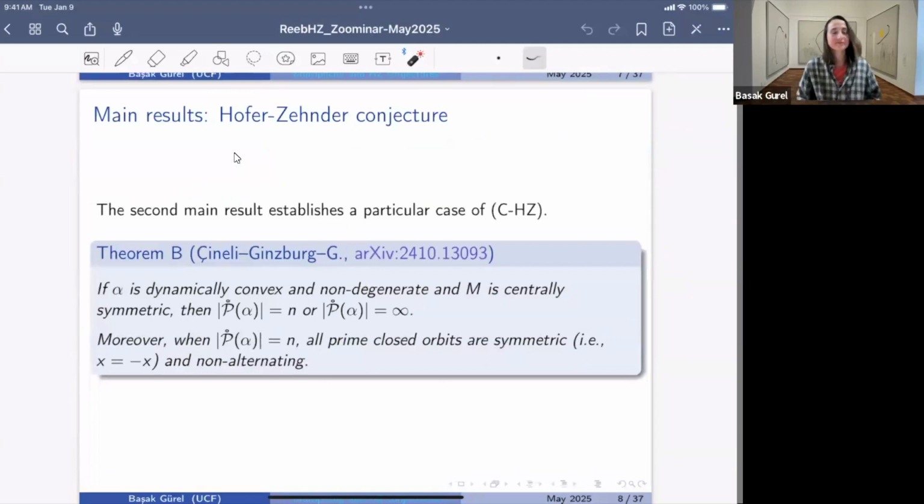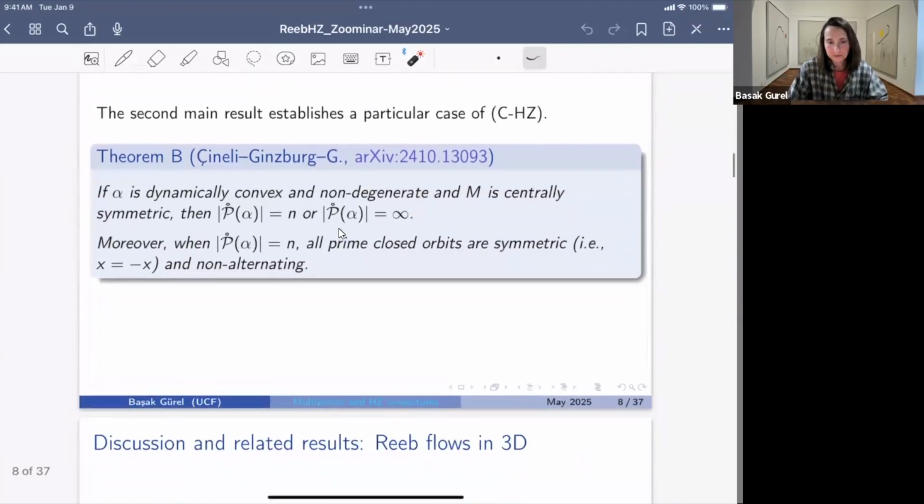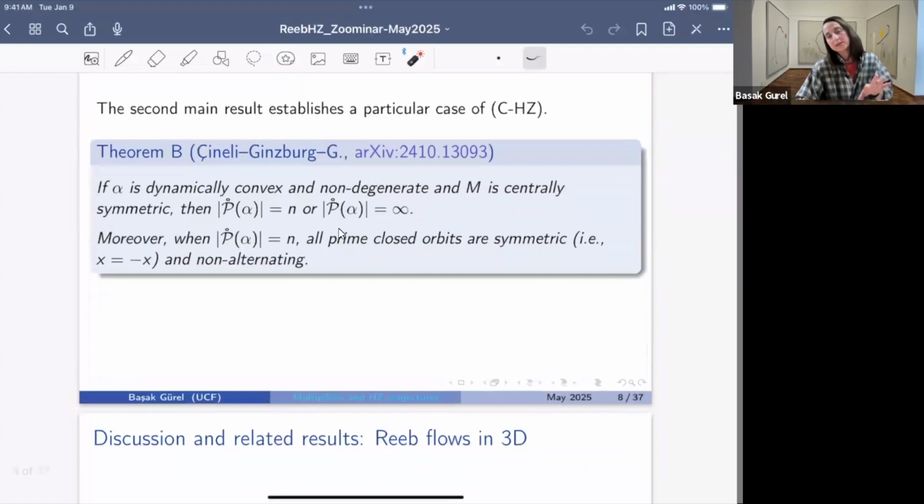All right, so the second result will be along the lines of the Reeb contact Zoll conjecture. And it's going to say the following thing. Now I'm again going to assume dynamically convex, but on top of it, this time I need to assume non-degeneracy plus that the domain is centrally symmetric, in the sense of convex geometry, it is equal to the negative of itself. Then we can say that you have n or infinitely many.